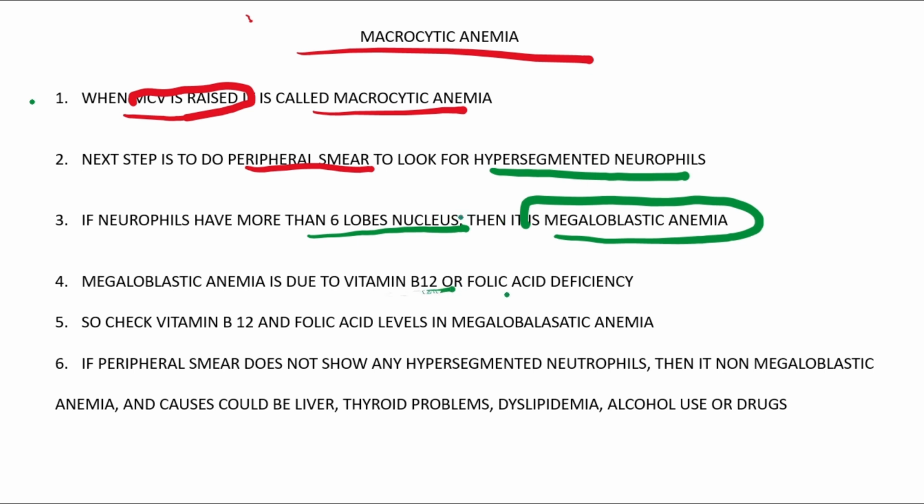So do vitamin B12 and folic acid deficiency. So easy, we do vitamin B12 and folic acid level and we diagnose megaloblastic anemia.